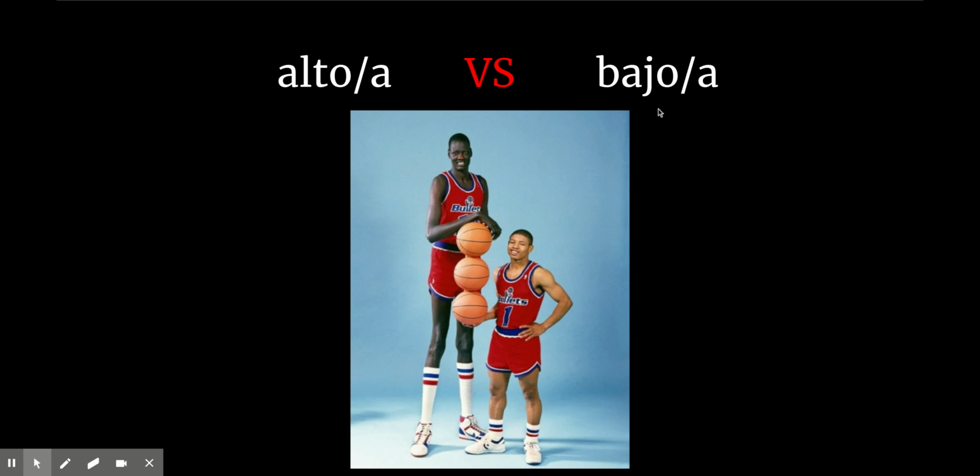Over here we have bajo. Bajo or baja. Please make sure you write that slash. It could be alto or alta. It could be bajo or baja. And I will explain why that is later on in this Edpuzzle. But bajo or baja means short. So alto, tall, bajo, short. Or it could be feminine also.